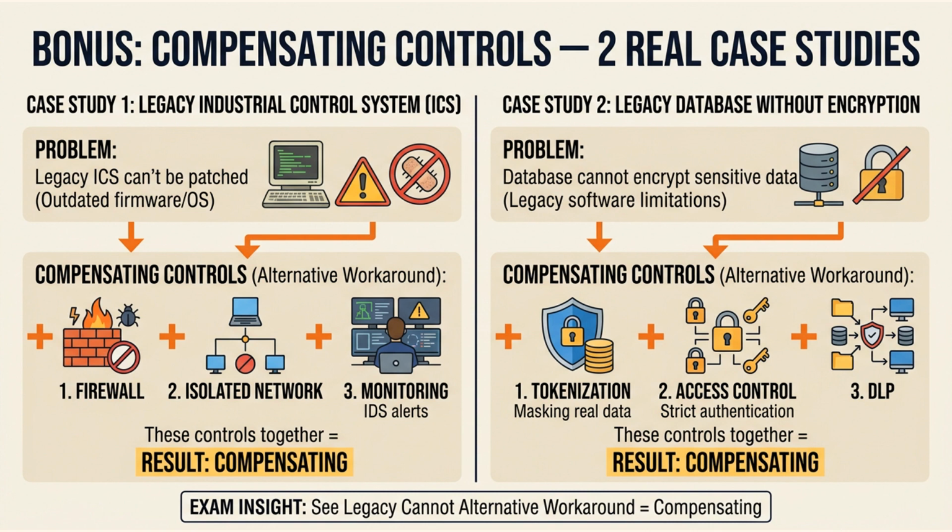Case 2. Legacy customer database that cannot support encryption because the old app would break. Primary control, encryption, fails. Compensate with tokenization of credit cards, strong access control lists that only finance can query, data loss prevention that blocks export, and audit logs. Memory hook. See words legacy, cannot, too expensive, alternative, workaround, temporary. LCAWT. Answer is compensating.